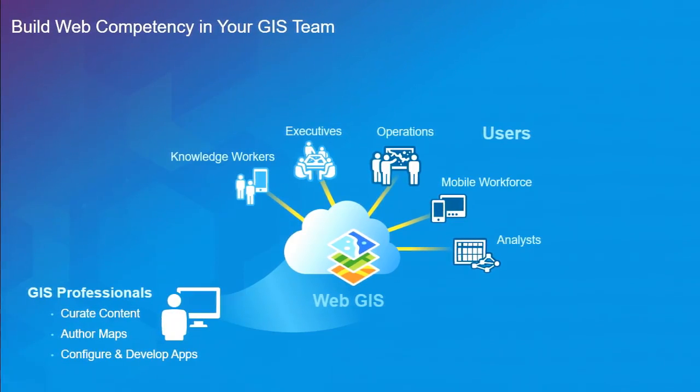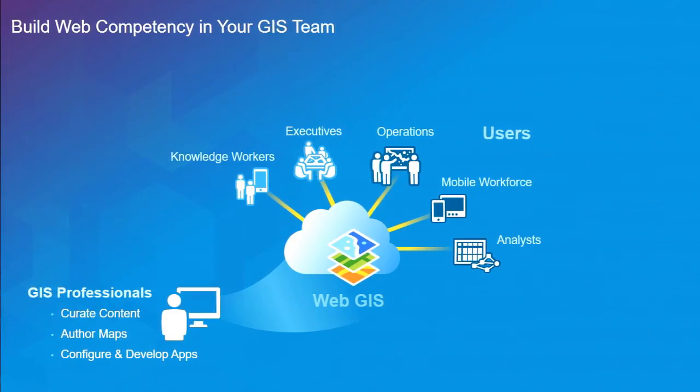Now, instead of one print map that you have to go back and change when it gets marked up, you can enable your users to make the changes on the fly, and you can empower the whole organization to take advantage of the situational awareness from your Web GIS.